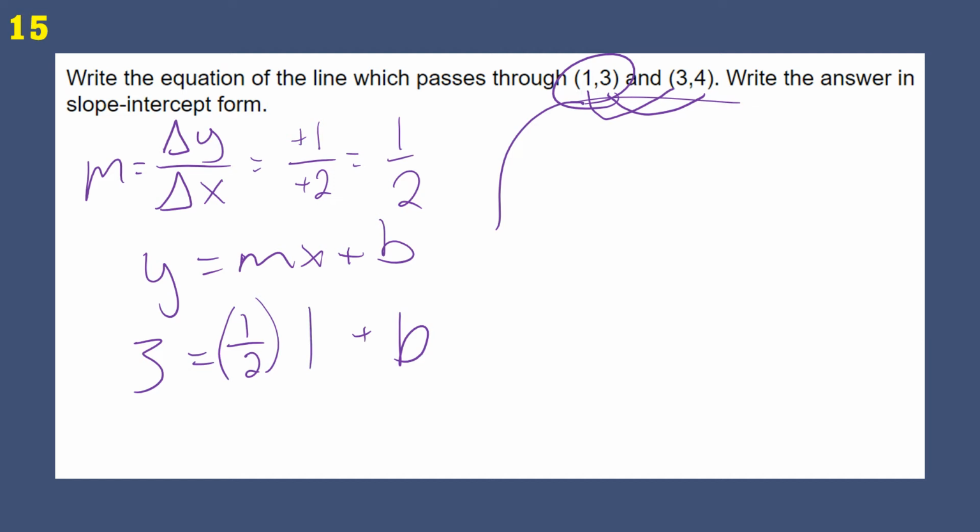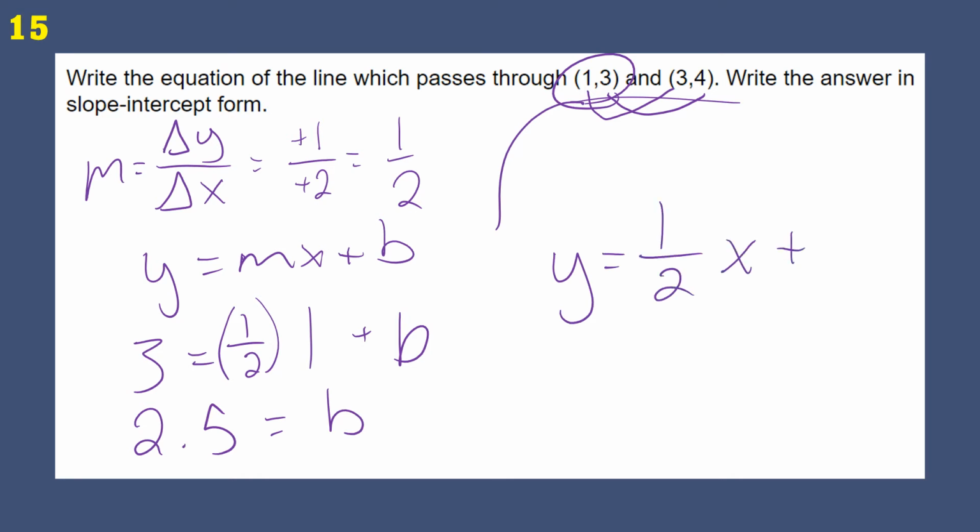Now I'm just going to solve that to find b. If I multiply 1/2 by 1 and then subtract from both sides, I get 2.5 equals b. Now I'm going to rewrite my equation as y equals 1/2 x plus 2.5. Not 2/5, I have to watch myself here. 2.5.